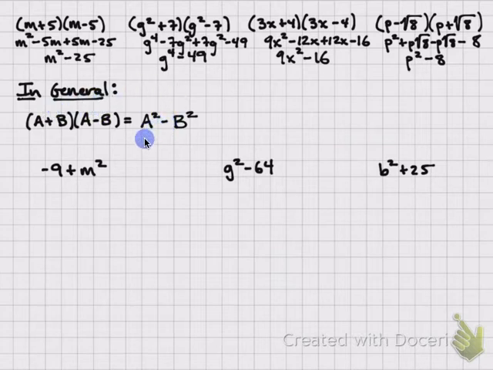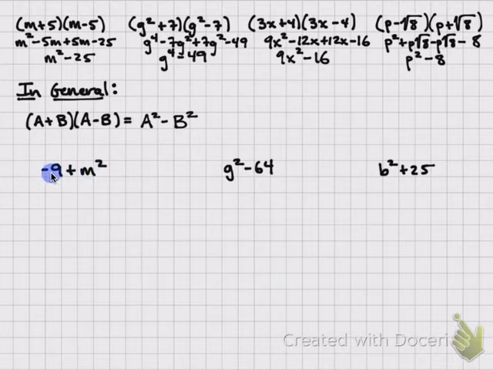So this strategy is going to work only when our polynomial has exactly two terms in it. Before, when we were factoring perfect square trinomials, they had to be trinomials. They had to have three terms. This strategy works when our polynomials have two terms. So let's take a look here.